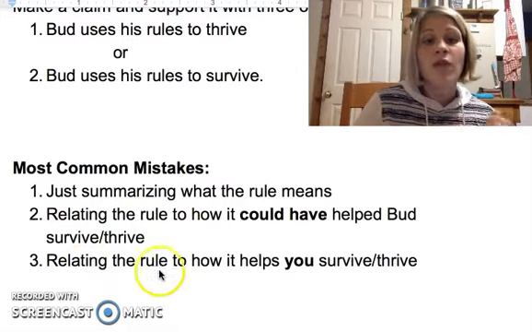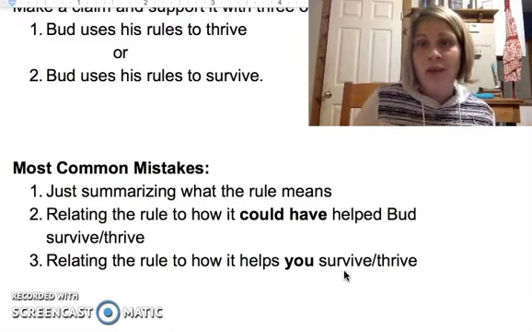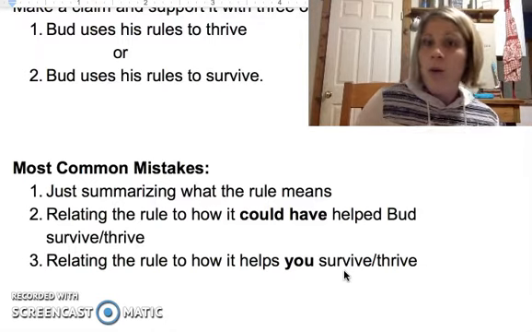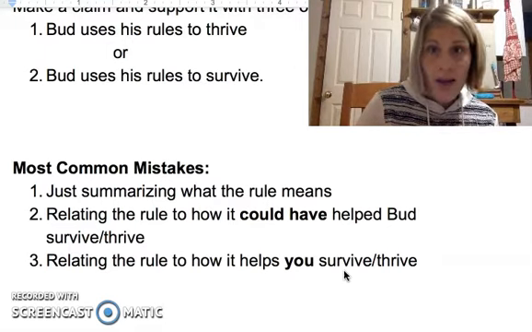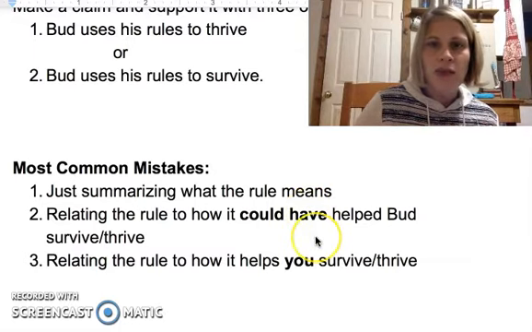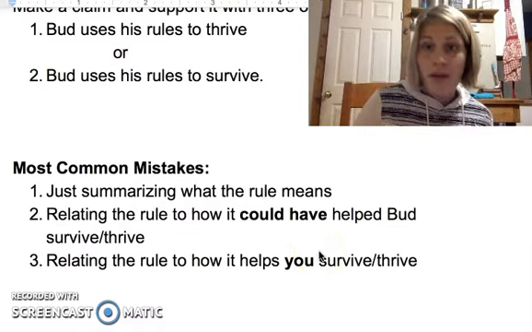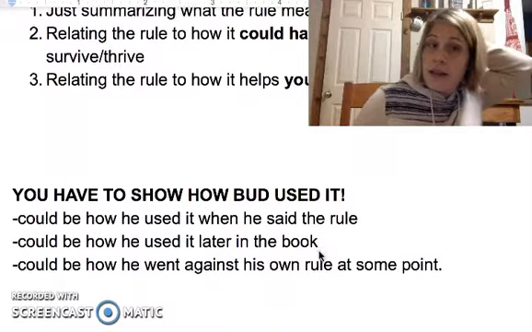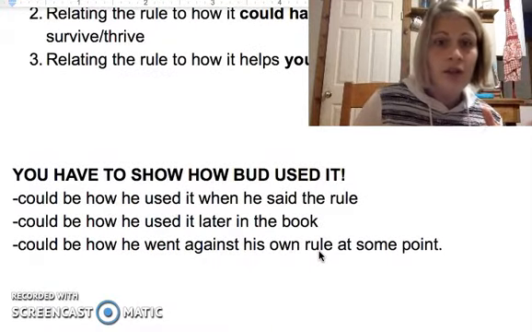And then some of you related the rule to how it helps you survive or thrive. So you connected your own life to the rule and you said, this is how it's helping me, which I'm glad you can do too, but that's not what this essay is asking for. It wants you to talk about Bud. Okay? And then some of you actually combined these 2 things and you argued about how it could help you thrive or survive.